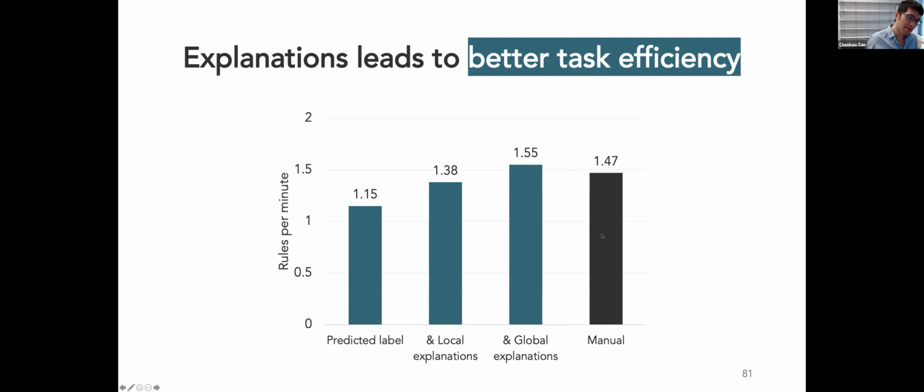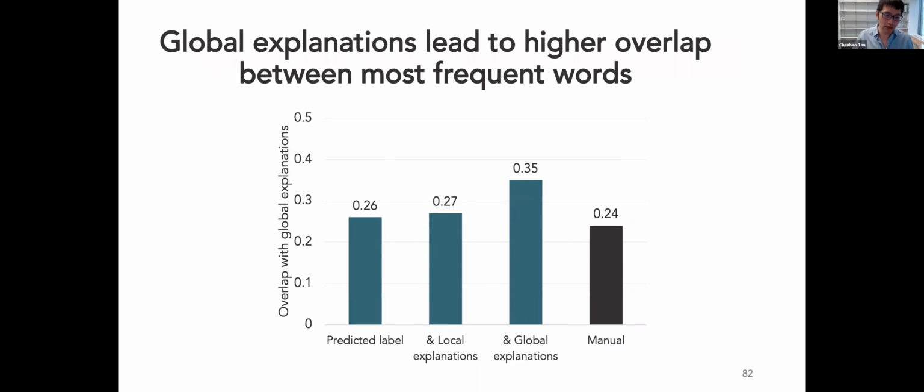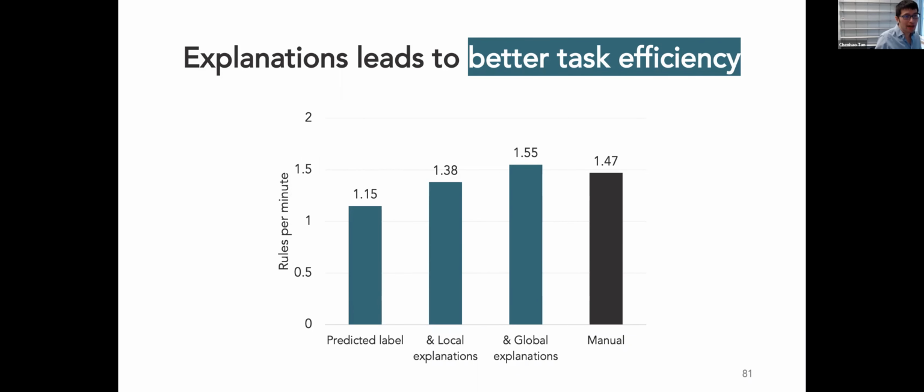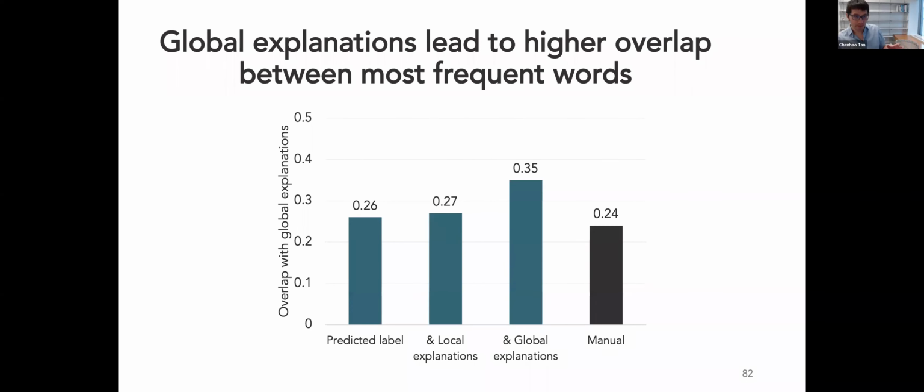And in the manual condition, people are actually very fast compared to predicted label, because I guess in predicted label, people are seeing more information and they need to reason about AI, which they didn't need to do with the manual condition. One way to break down this observational efficiency is to look at the overlap with the most frequent words, or the global explanations. And one reason that people were much more efficient with global explanations is that people tend to use more words from the words provided as hints, and as a result, that can speed up their process.